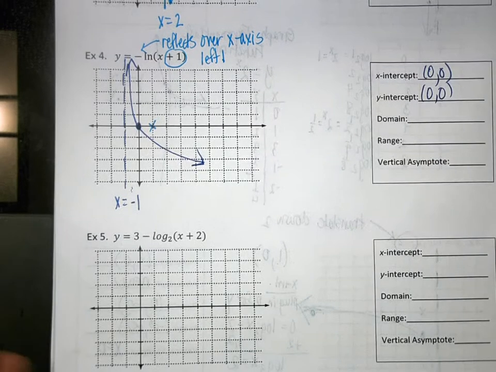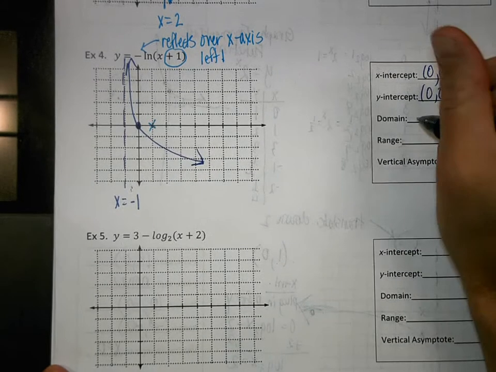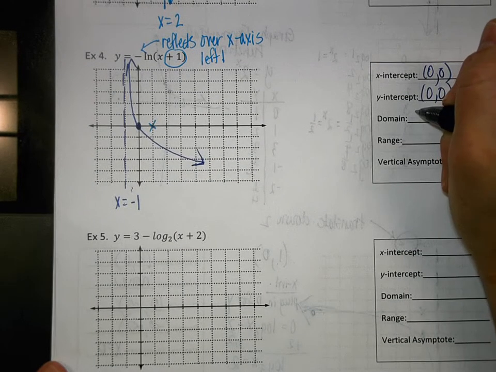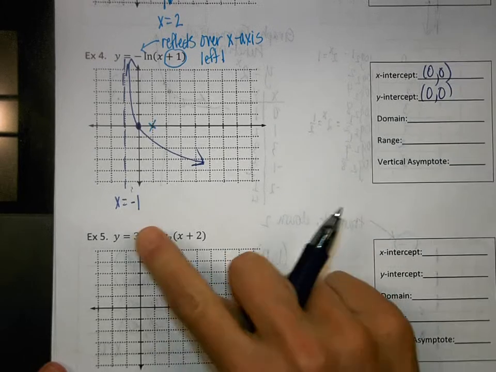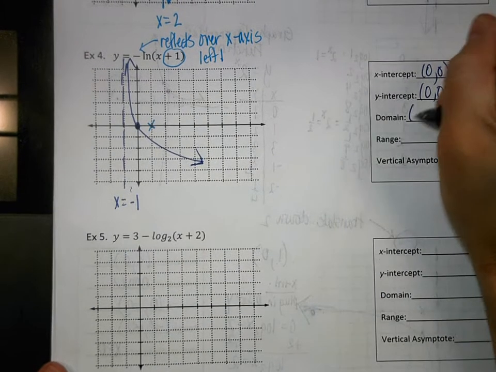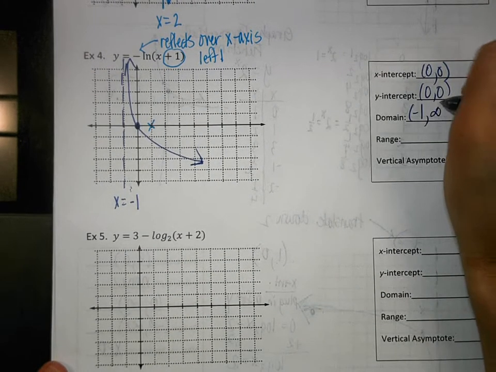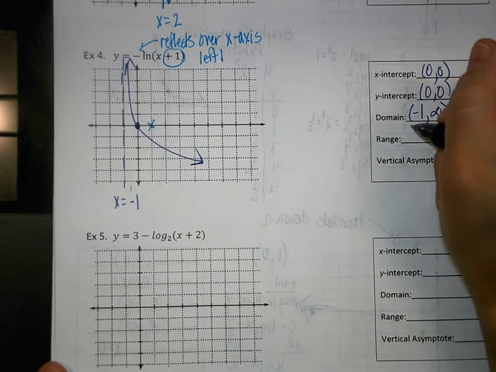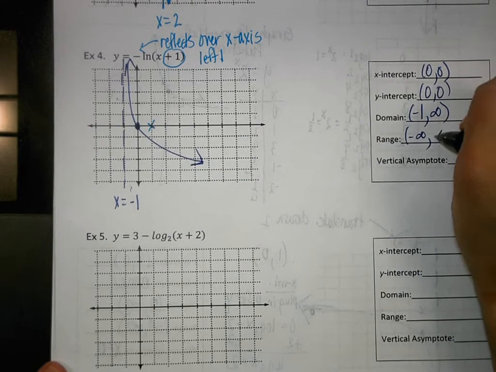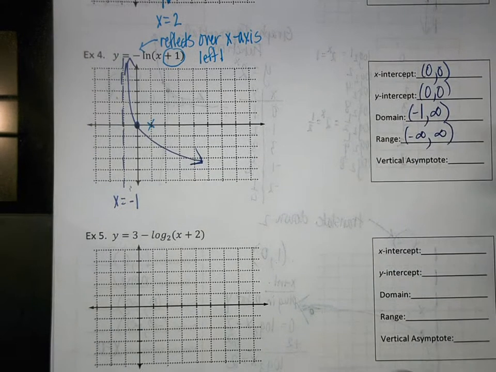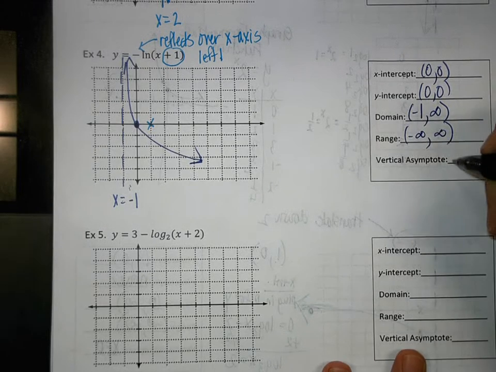What will be my domain on this one? Not 0. It's starting at, very good, negative 1 to positive infinity. What's my range? Negative infinity to positive infinity. And then my vertical asymptote is at x equals negative 1.